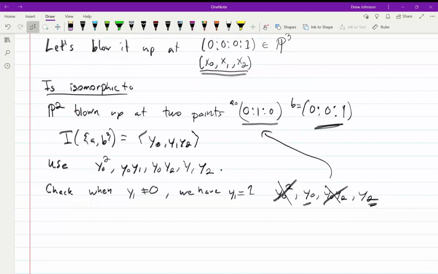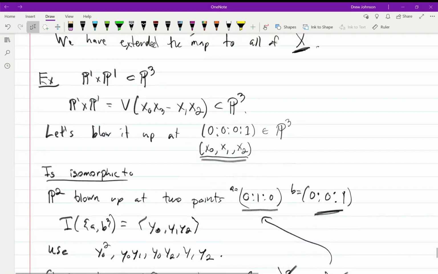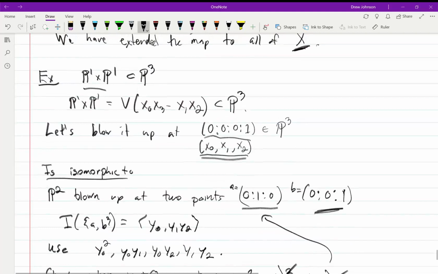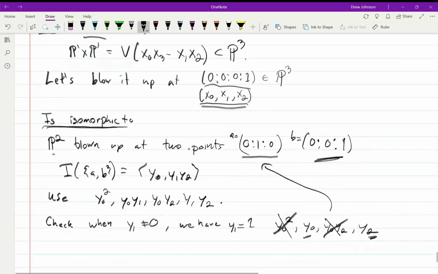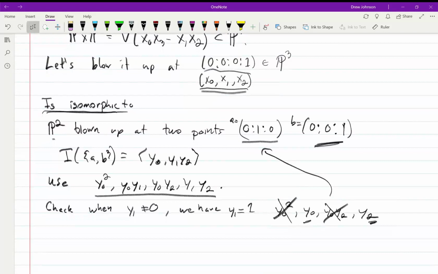So to quickly review where we are, we're going to take P1 cross P1, we're going to blow it up at a single point here, and we're going to claim that that is isomorphic to P2 blown up at 2 points. And furthermore, we're saying that P2 blown up at 2 points we can do by blowing up at these four functions here, even though they don't generate exactly the right ideal. If you restrict to the affine charts, then they give you the right ideals. So it's the same thing. Okay.